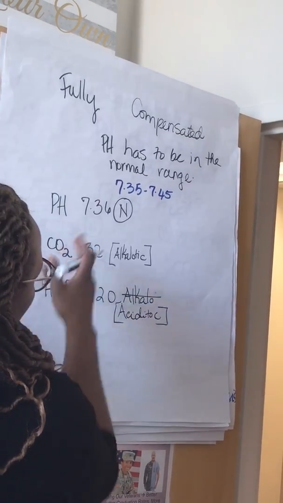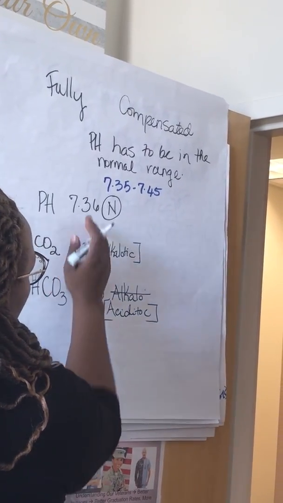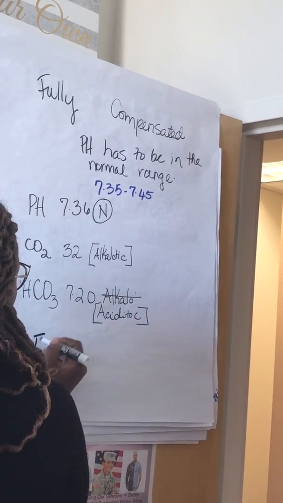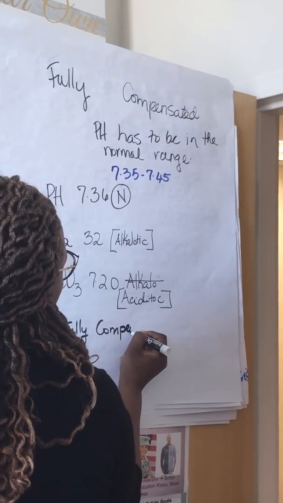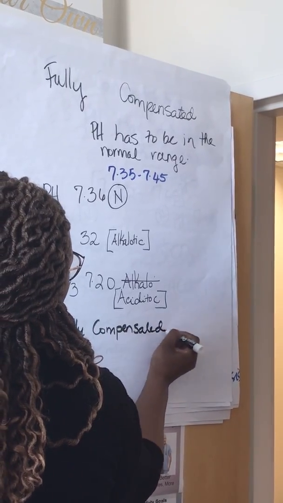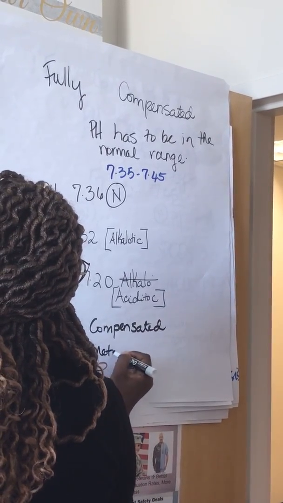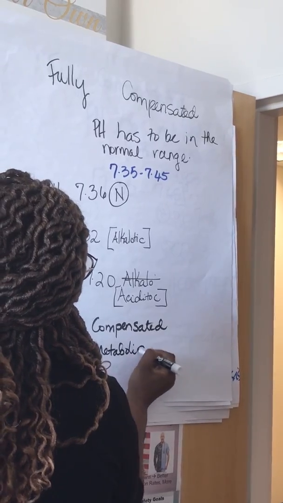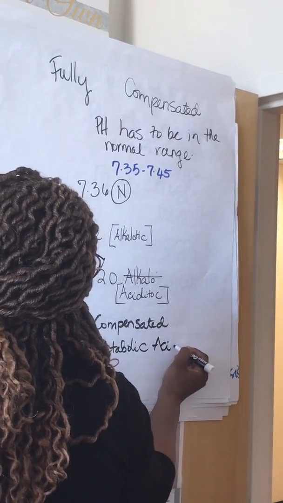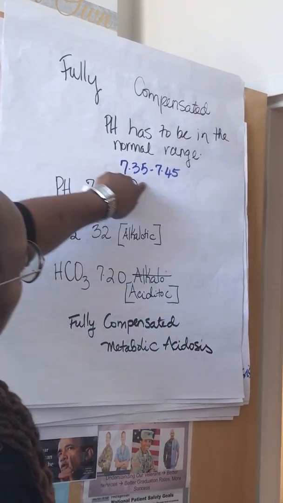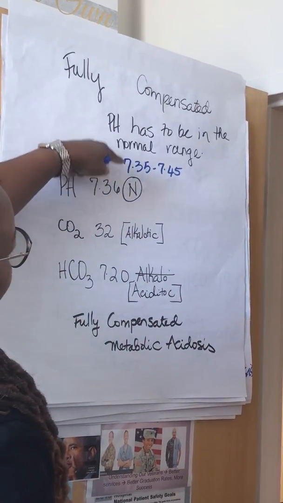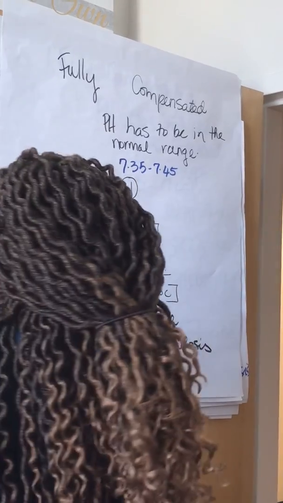So we look at what is an acidotic problem, and here, because it's gone back into the normal range, we have a fully compensated metabolic acidosis. And it's fully compensated because the pH has gone back into the normal range. That's what tells us whether it's fully, partially, or uncompensated.